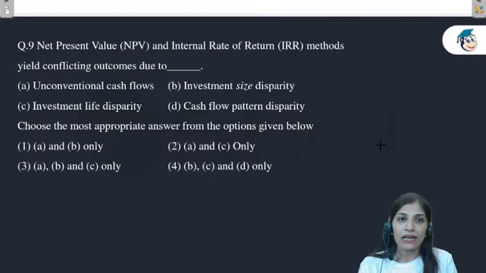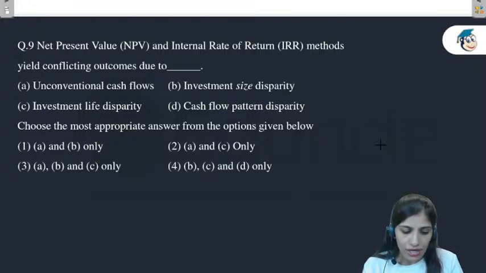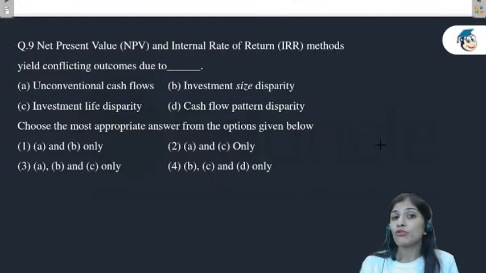NPV and IRR methods yield conflicting outcomes due to, again, the language has changed, the pattern has changed. See, now here NPV and IRR methods yield conflicting outcomes due to unconventional cash flows, investment size disparity, investment life disparity, cash flow pattern disparity.